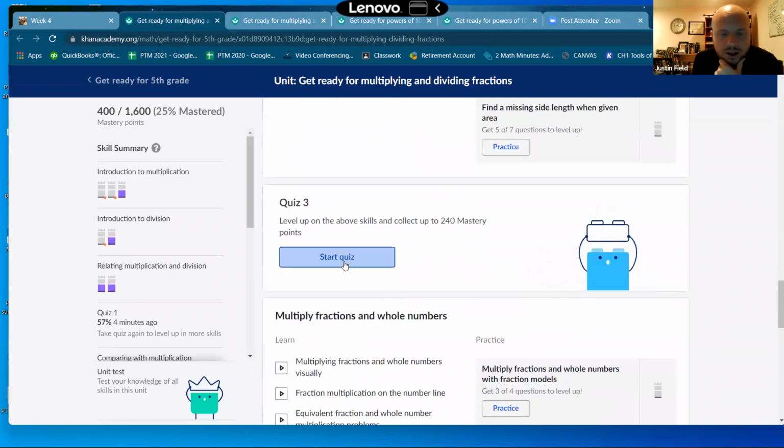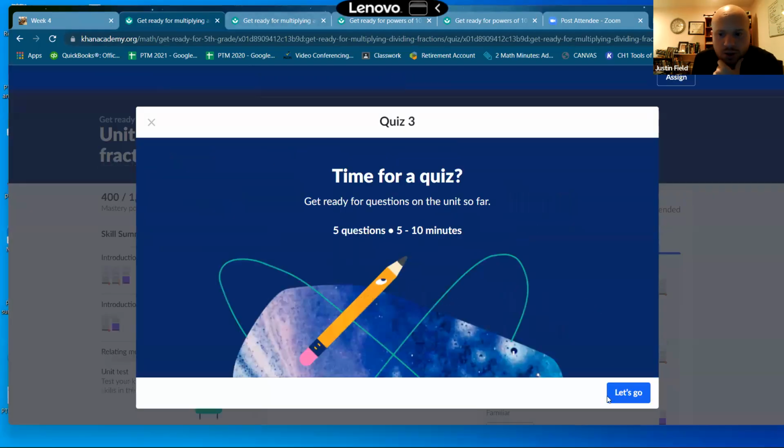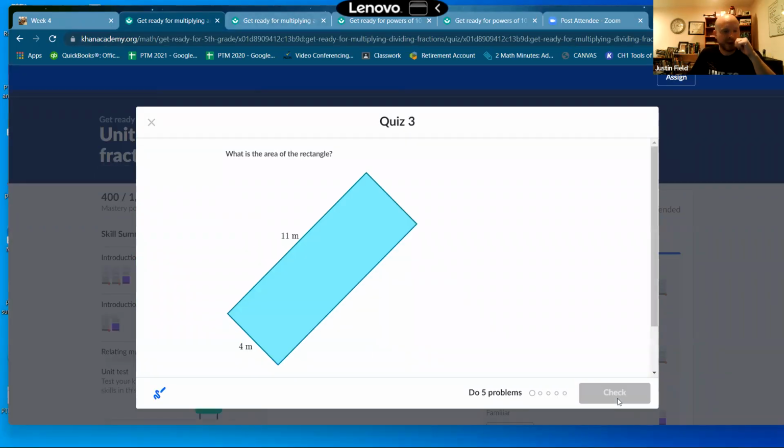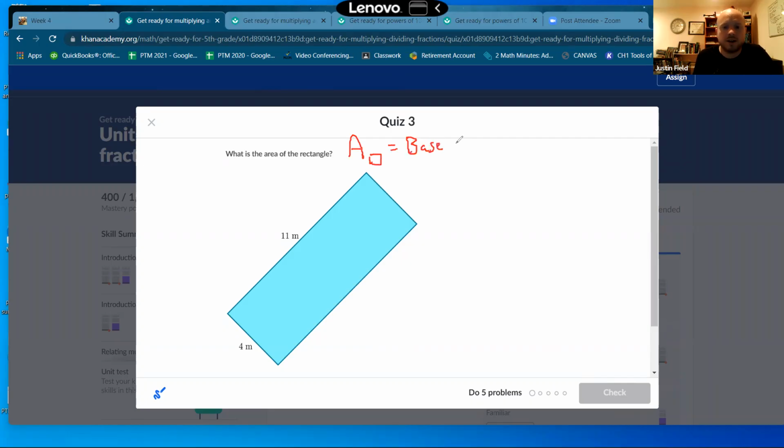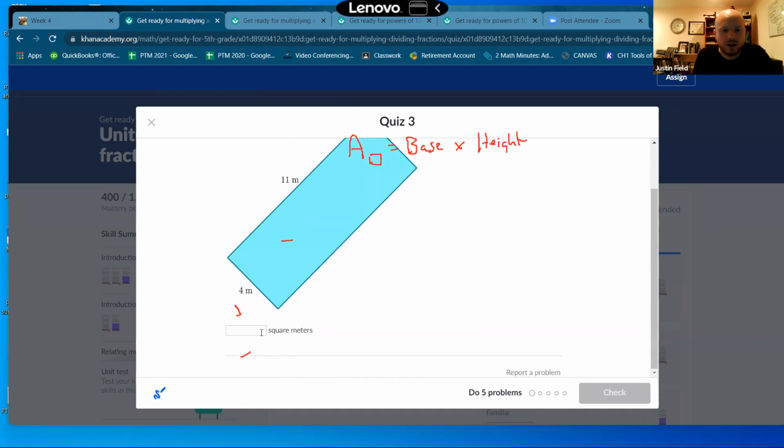Okay, start the quiz. Quiz 3. What is the area of this rectangle? Right, the area of a rectangle, A, is defined to be base times height, where the base and the height of a rectangle are the two sides connected by any corner. So 4 and 11. The area of the rectangle is 44.